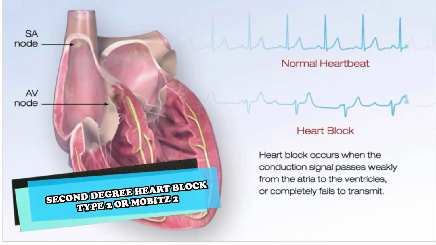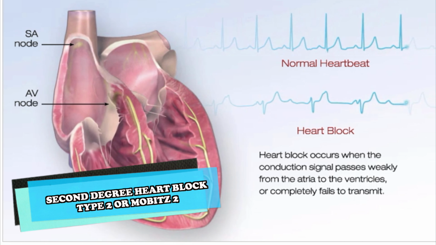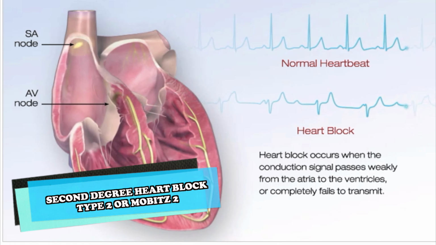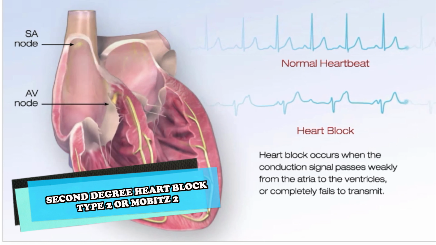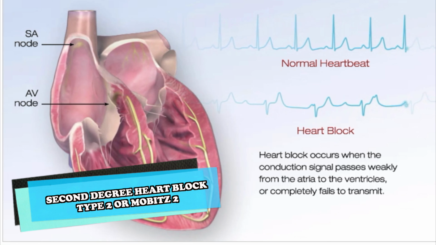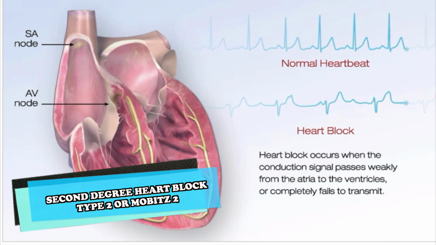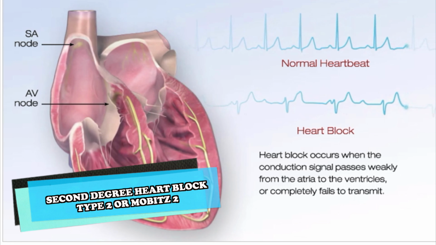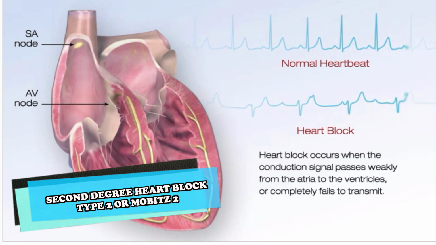Second-degree heart block type 2 is usually caused by structural damage to the conduction system of the heart. Causes of the structural damage to the conduction system include the following: myocardial infarction that damages the conduction system, idiopathic fibrosis, cardiac surgery, infections and inflammatory conditions, hyperkalemia, autoimmune diseases affecting the heart.